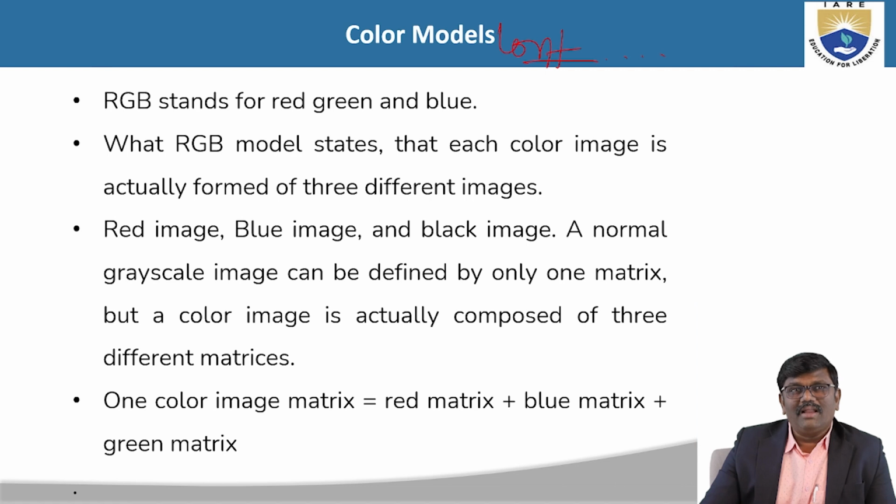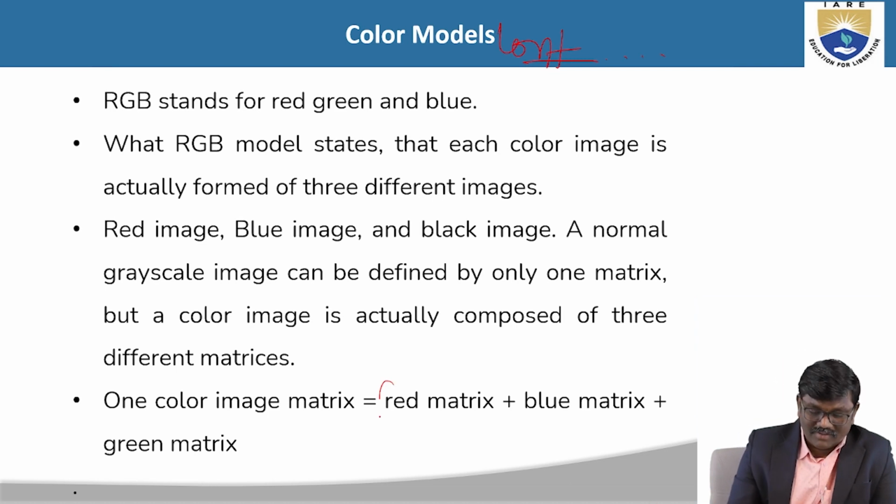A normal grayscale image can be defined by only one matrix, but a color image is actually composed of three different matrices, because one color image matrix is equal to a red matrix plus a green matrix plus a blue matrix. That is one color image. You are mixing together three different matrices to prepare one color image.